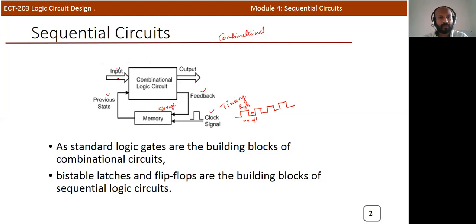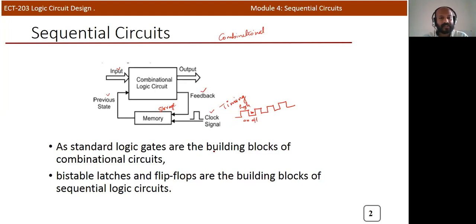So please note down all these extra components that are involved in the sequential circuit. In the case of a combinational circuit, there is no feedback and no memory element. Output at any time depends only on the present input. But in the case of a sequential circuit, output at each time depends on the input and the previous states. So for that, we are using a feedback circuit and the memory element, and all operations are controlled by a clock signal. So we call it a synchronized device.